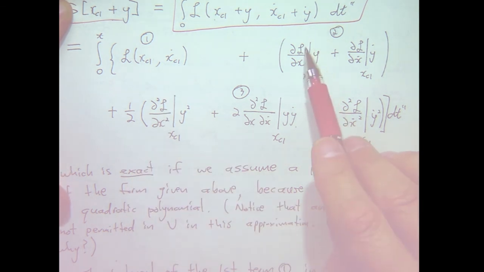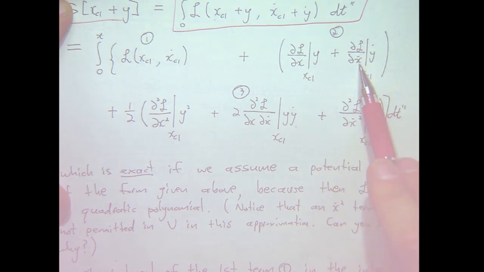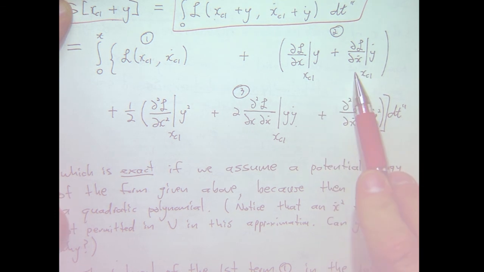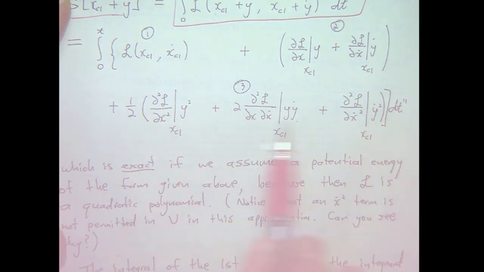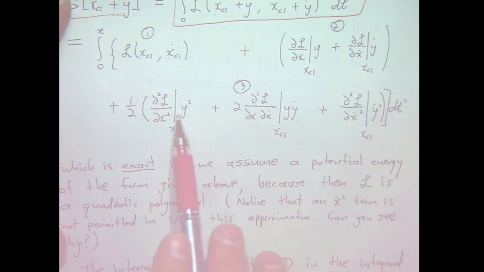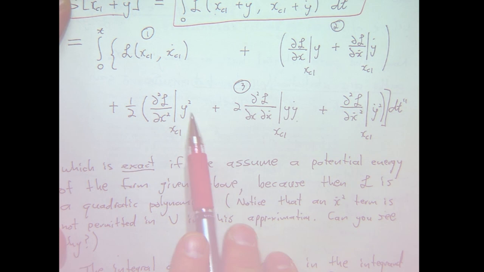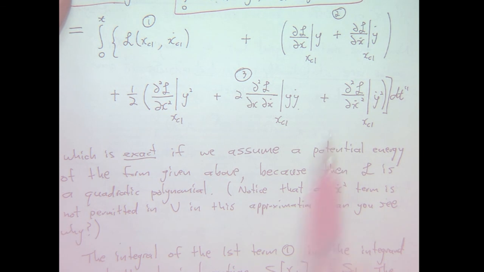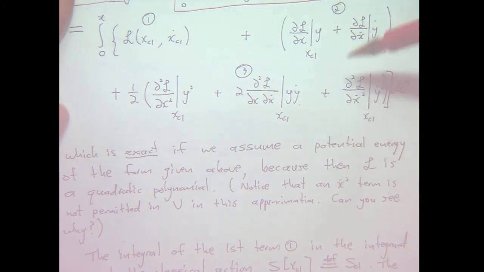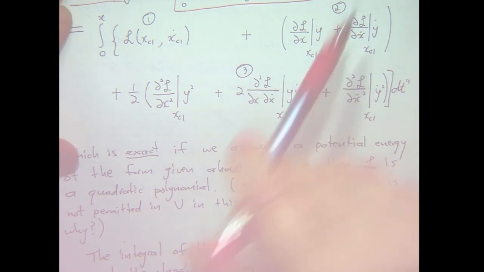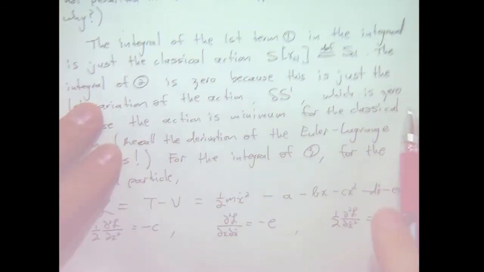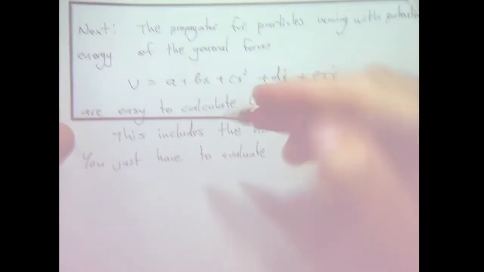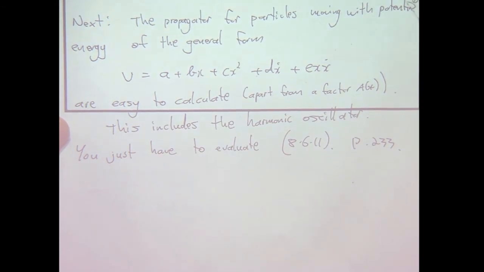And then there's the derivative of the Lagrangian with respect to x times y, and the derivative of the Lagrangian with respect to x dot times y dot, evaluated at the classical path. And the third term is going to be quadratic in y. There's a second derivative of the Lagrangian, and there's y squared, y dot, and y dot squared there, and all of these are evaluated at the classical path. So I only keep the first two terms because we're going to be assuming that the potential energy has the form that I just said. It's a special form. We're doing this only for this special form.